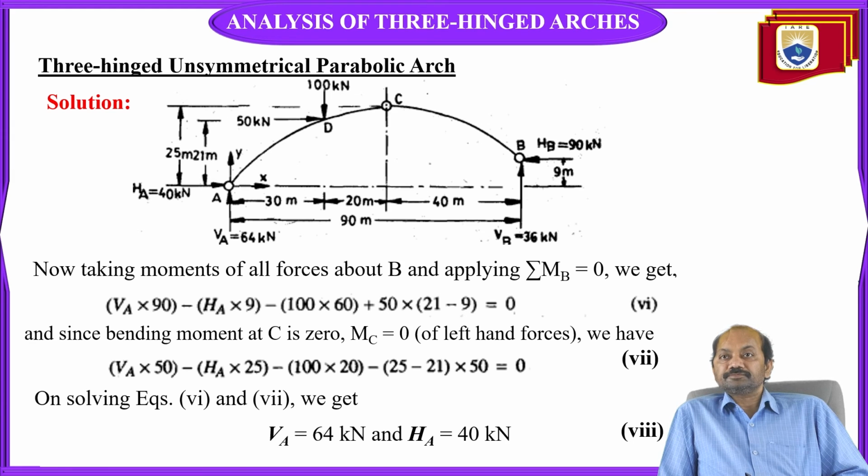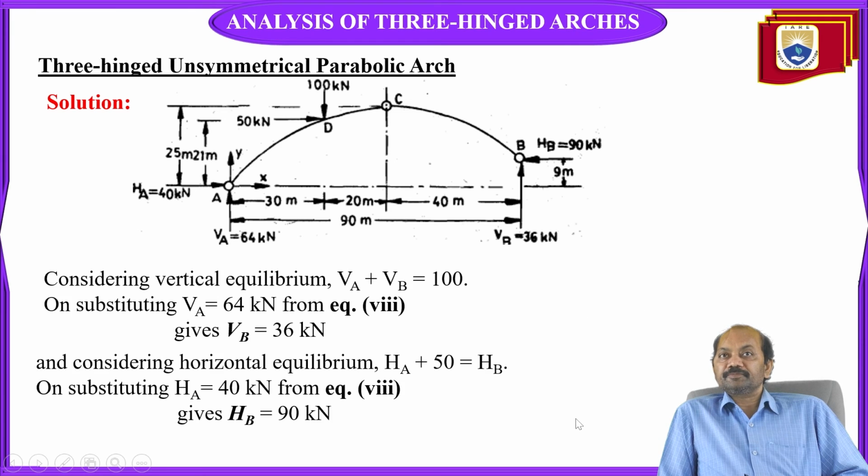Now here it is marked as equation 8. The only difference between the previous slide and the next slide is that here I marked VA as 64 kilonewtons and HA as 40 kilonewtons as equation 8. Now with the help of VA and HA, we can find out the values of VB and HB. Let us see how to do that.